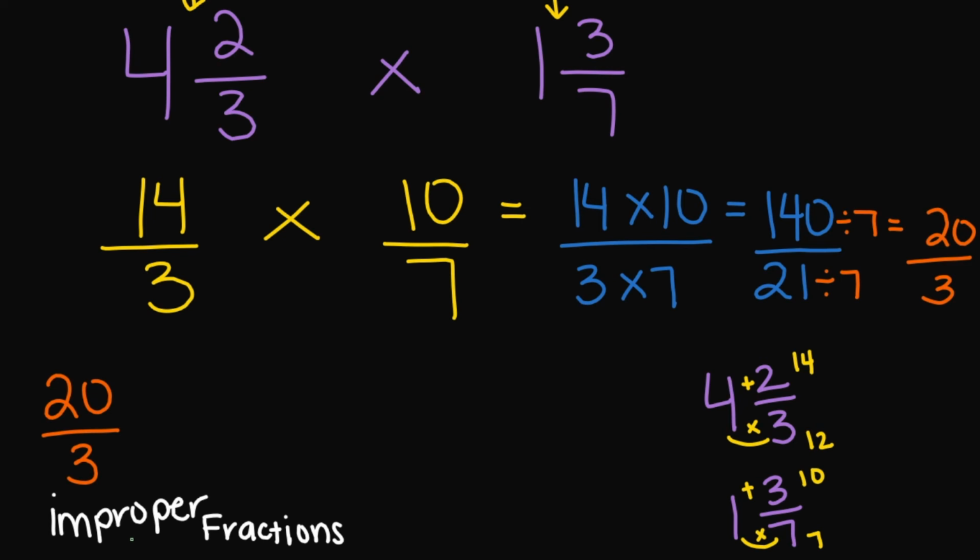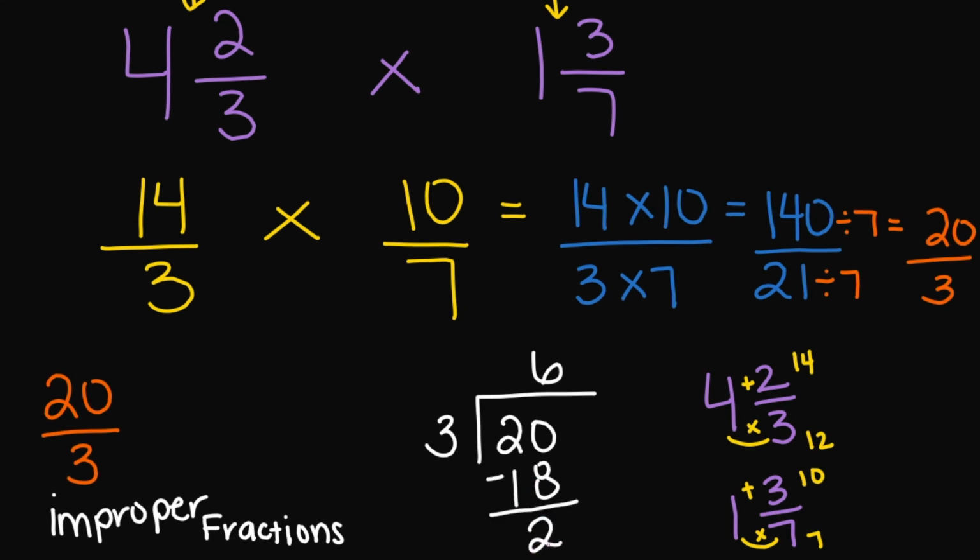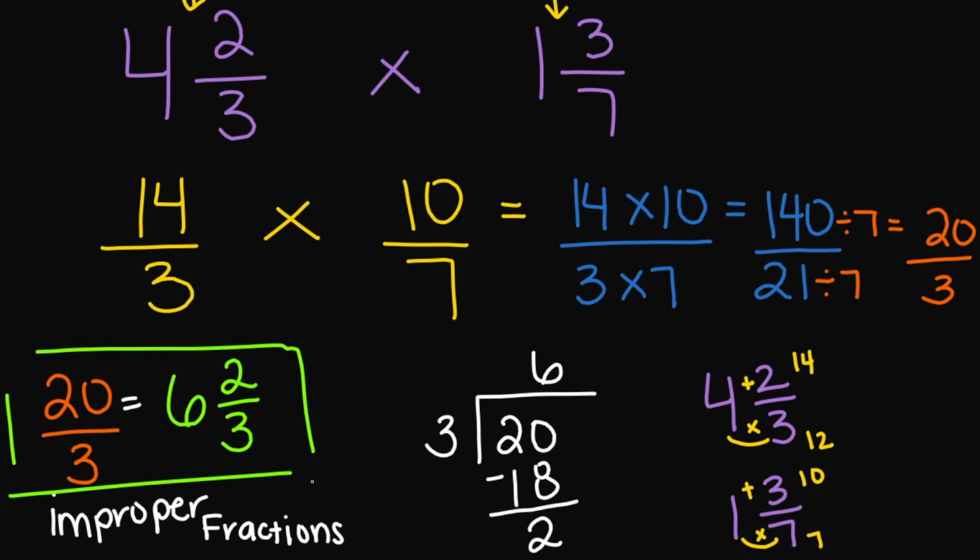Since 20 over 3 is an example of an improper fraction, let's go ahead and turn this back into a mixed number. 3 goes into 20 6 times. 3 times 6 is 18. 20 minus 18 is going to give us 2. So your mixed number is going to be 6 and 2/3. And this is your final answer.